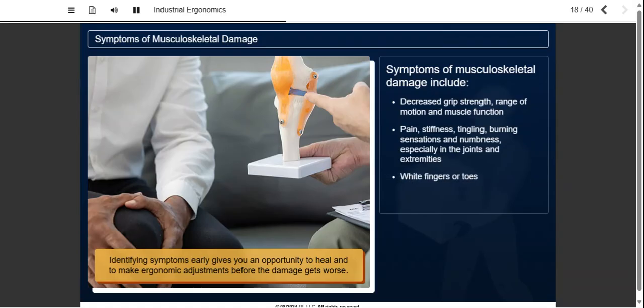Damaged fingers or toes may turn white due to poor circulation. Swelling and inflammation are another indicator of musculoskeletal damage.